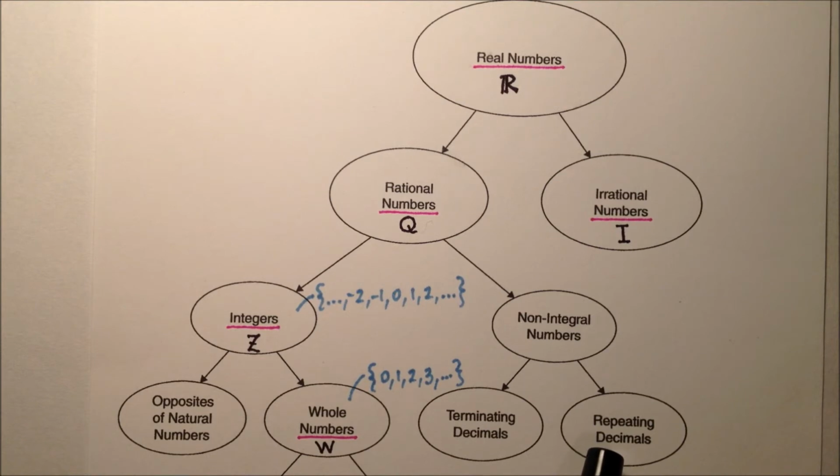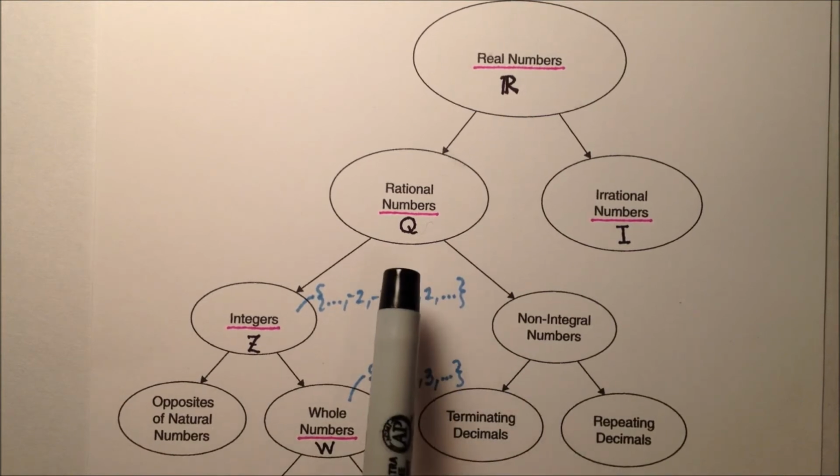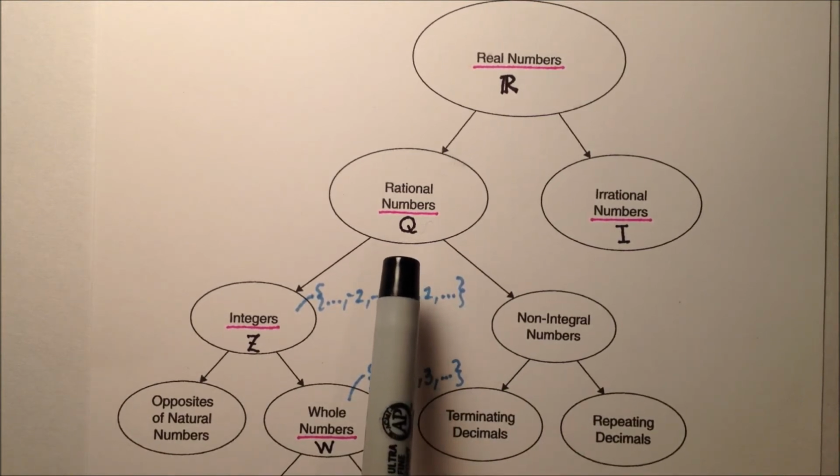Other repeating decimals could be something like 71/99, which would be 0.71 repeating, or 0.717171, and so on. So rational numbers are going to be any number that can be written as a ratio of two integers. We'll do some more examples later to hopefully clarify.